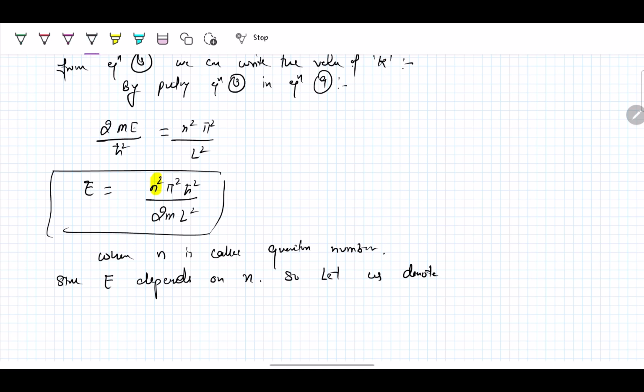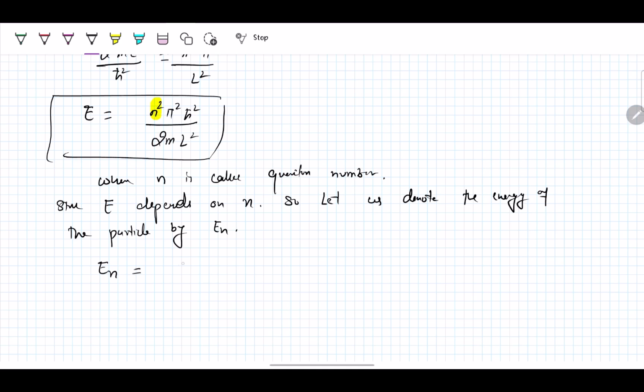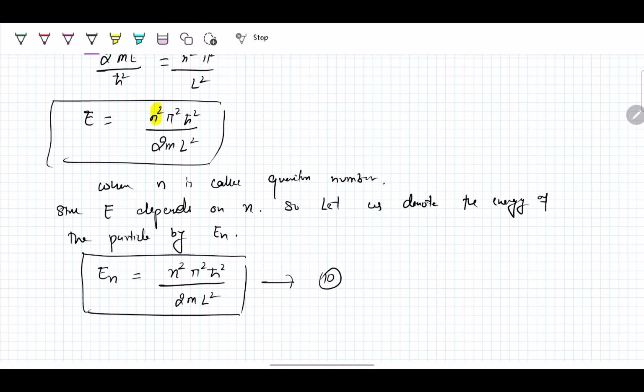Let us denote the energy of the particle by En. So we can write En is equal to n square pi square h cut square over 2m L square. This is the formula for the energy, my equation number 10.